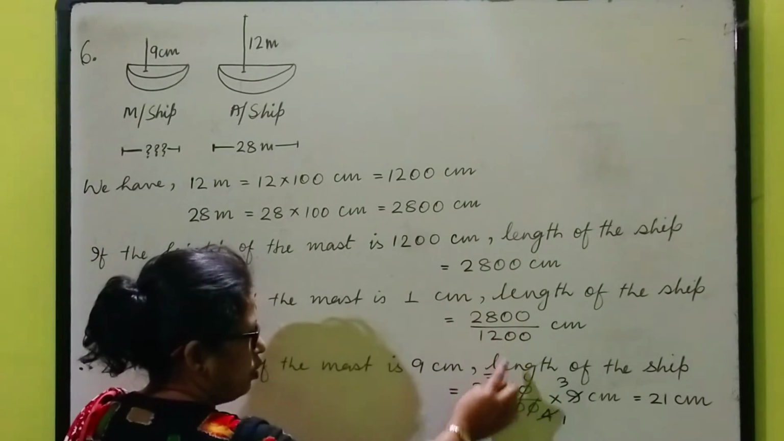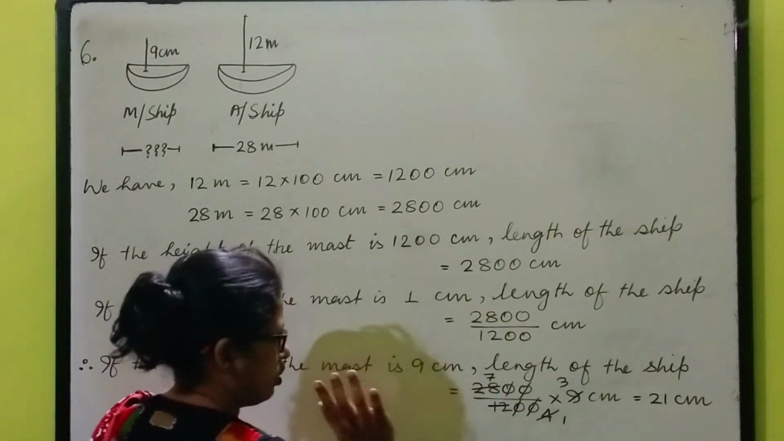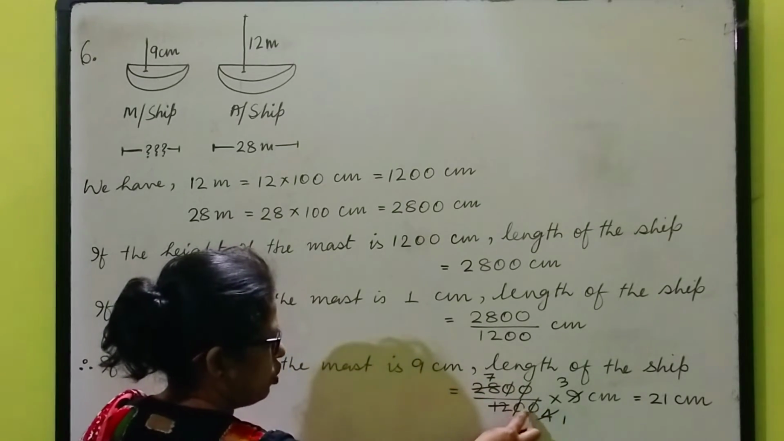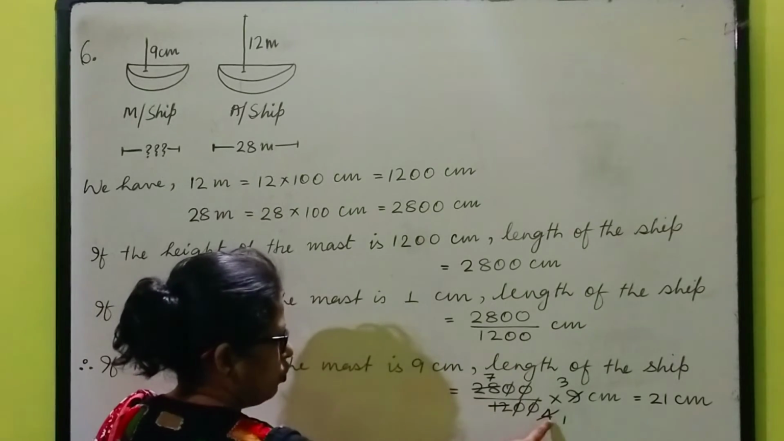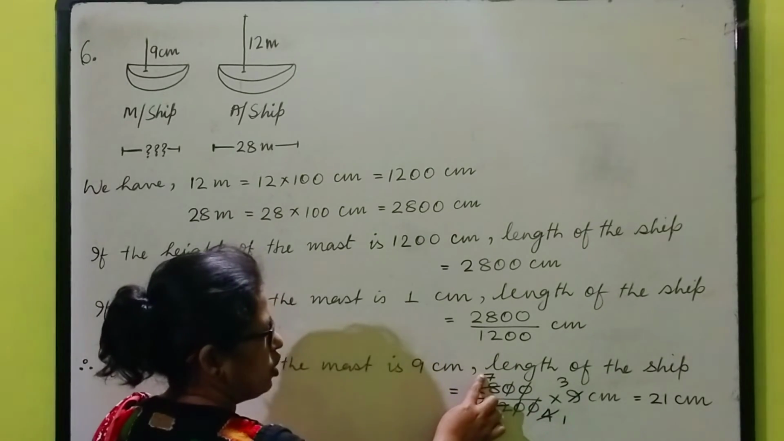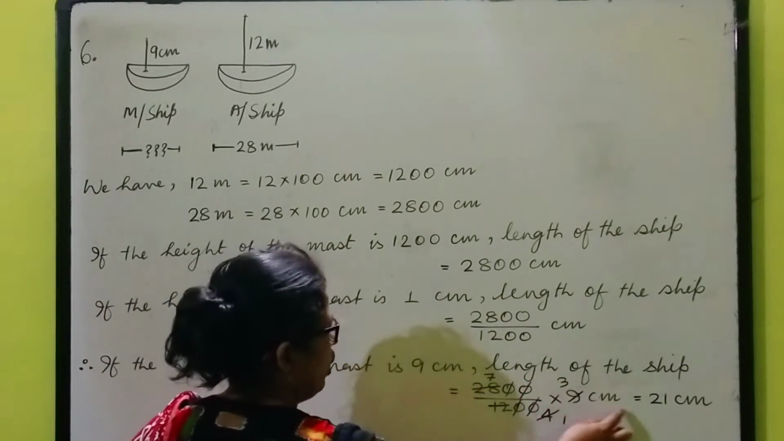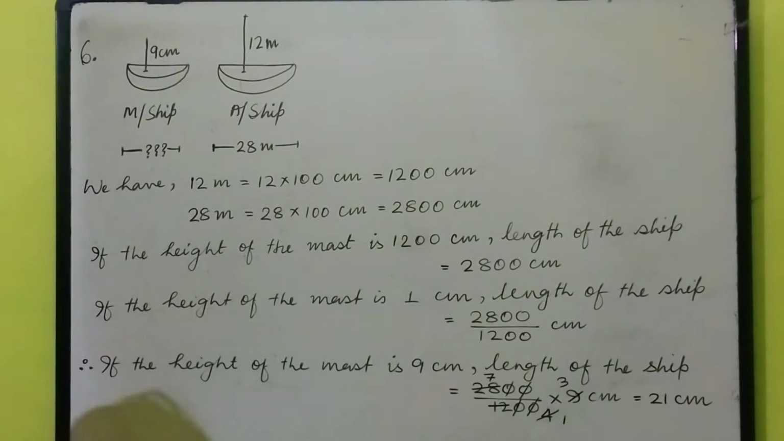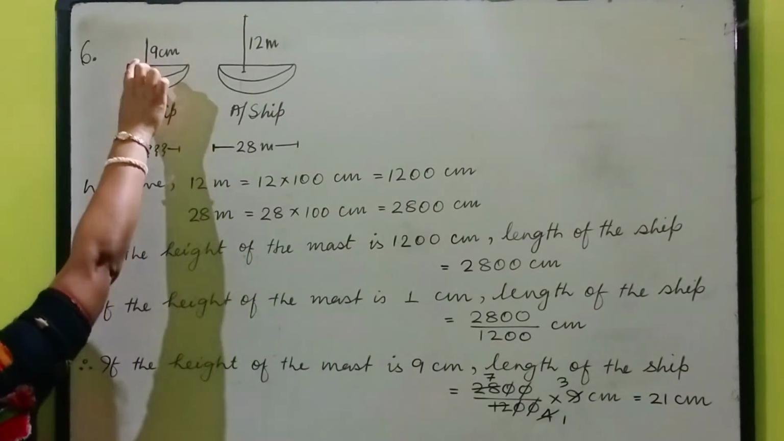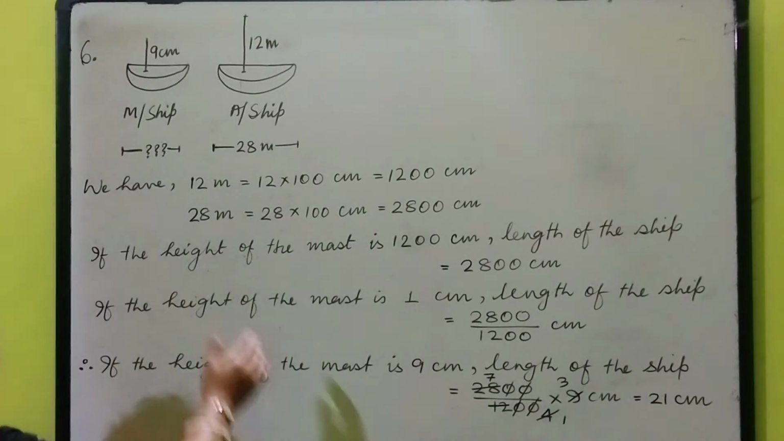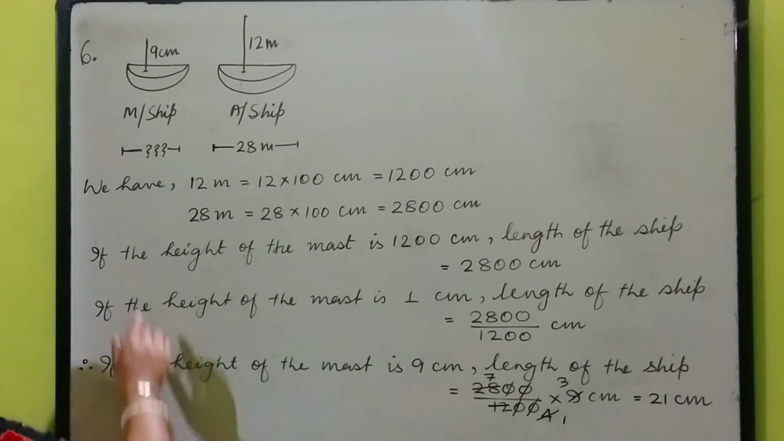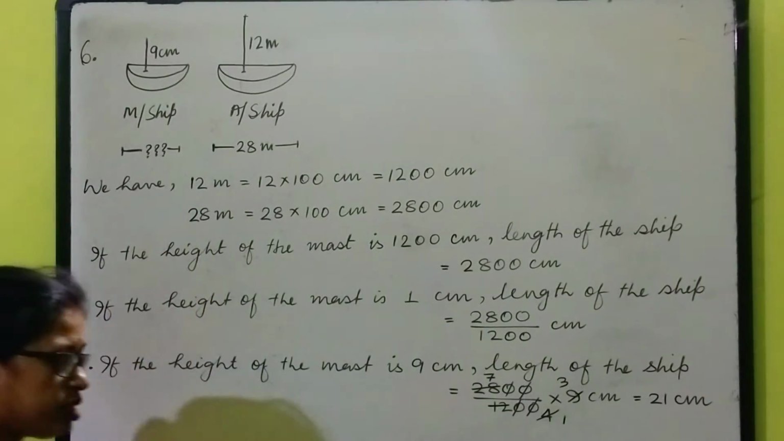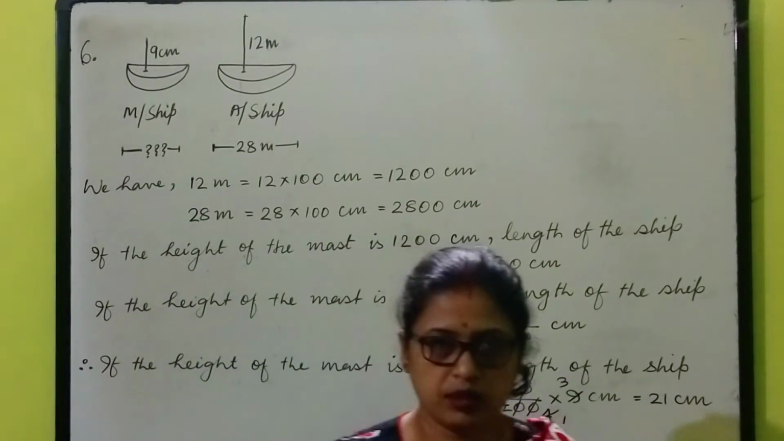So 2800 by 1200 into 9 centimeter. So 0, 0, 0, 0 cancels. 3 3s are 9, 3 4s are 12, 4 1s are 4, 4 7s are 28. So 7 into 3, 21 centimeter. So where the height of the mast is 9 centimeter, the length of the ship you have got is 21 centimeter. That means the length of the model ship is 21 centimeter.